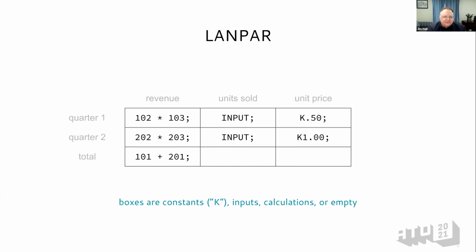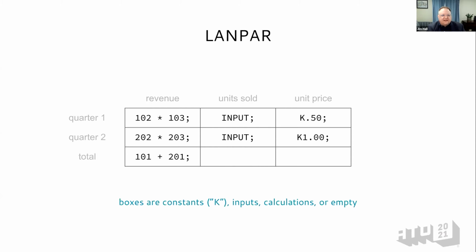Each one of those boxes, by the way, can hold a constant, which is indicated with a K, or it can request input from the user in some way. It might come from a file, or the user might insert a punched card, or some other way to provide input to the system. Or it can be a calculation, or it could be an empty box. And so with this concept, initially simple, you can create very complicated calculations.